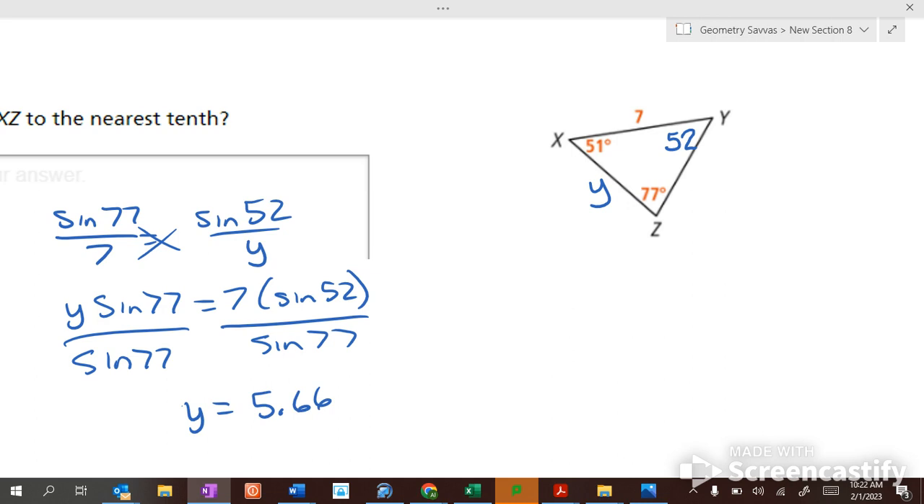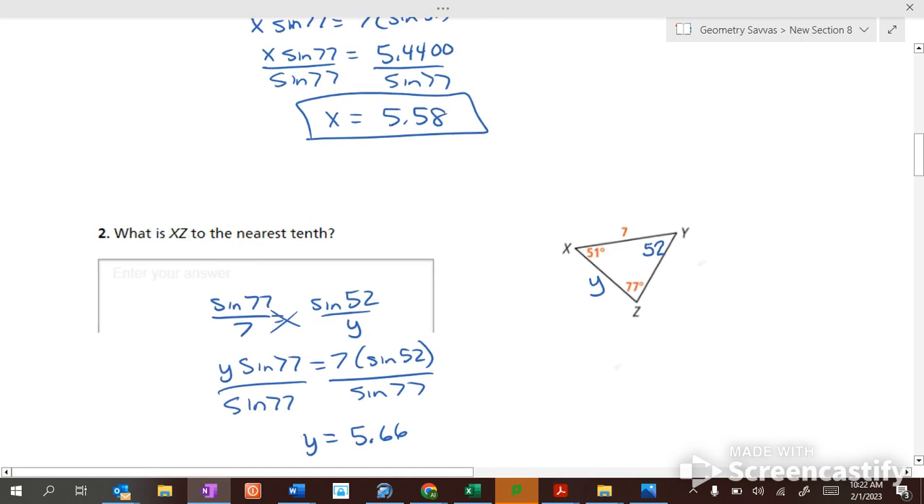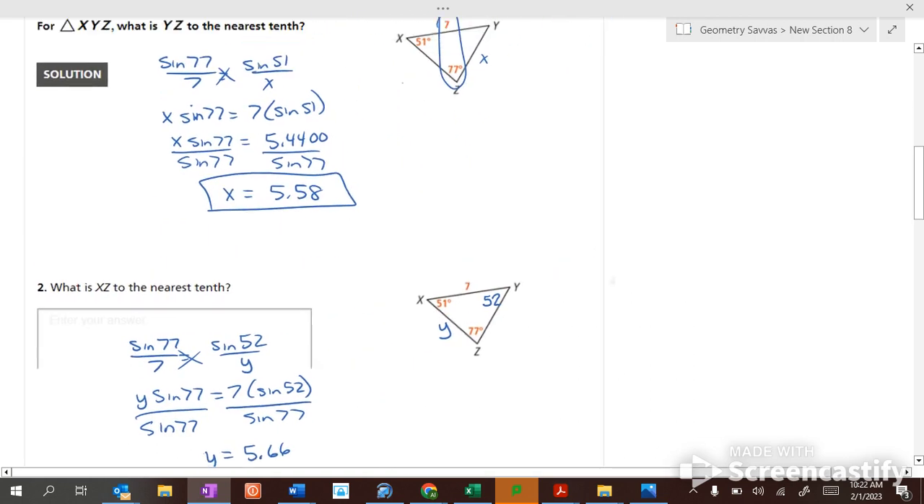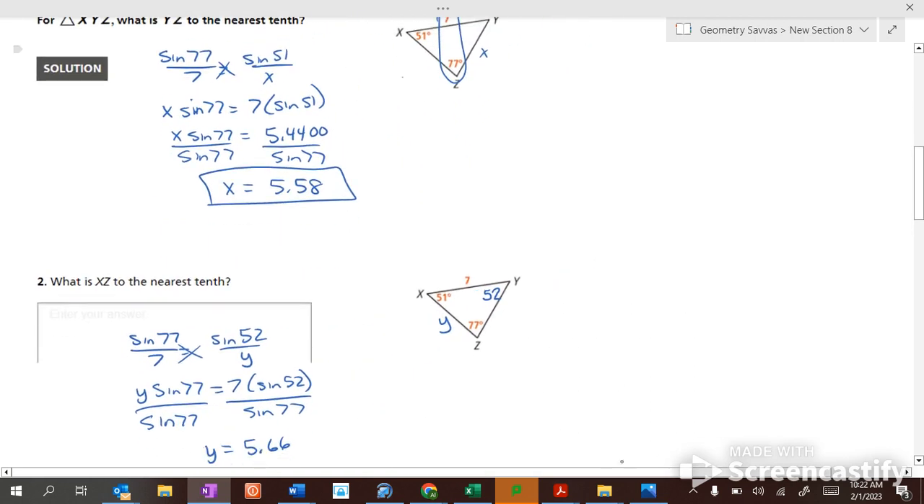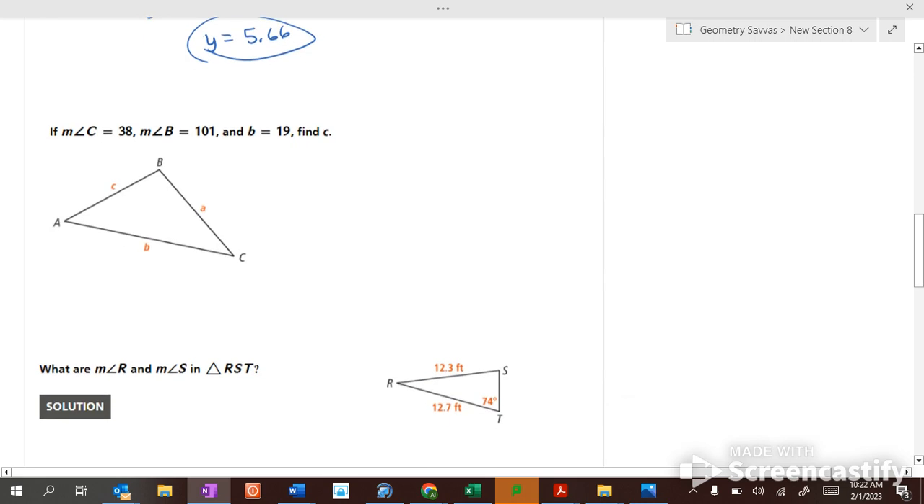Okay? Now, notice how close these answers are to each other. And they should be close to each other, because if this is a 51-degree angle, its opposite, 5.58, should be really close to a 52-degree angle, its opposite of 5.66. They should be close together. Okay.